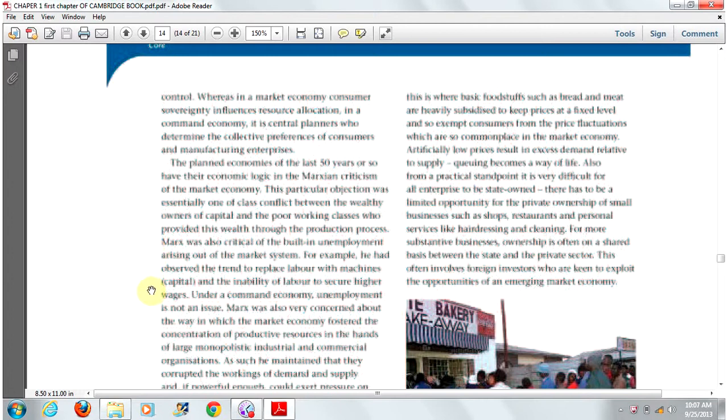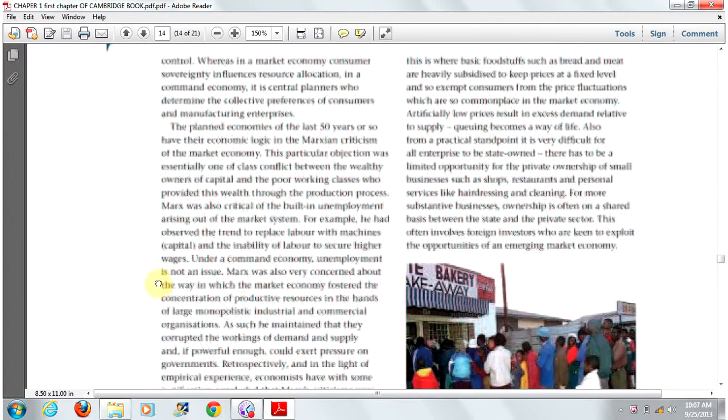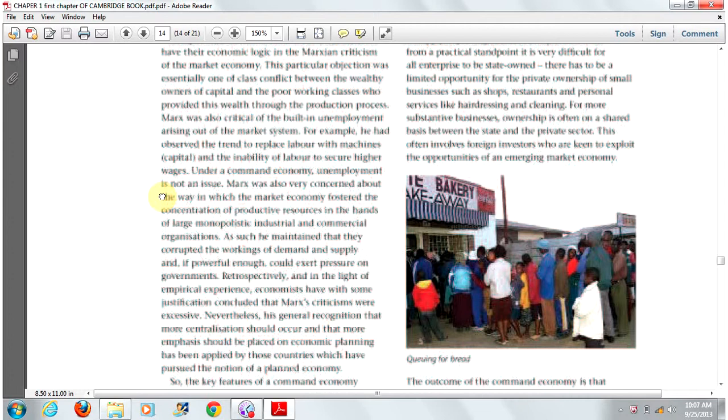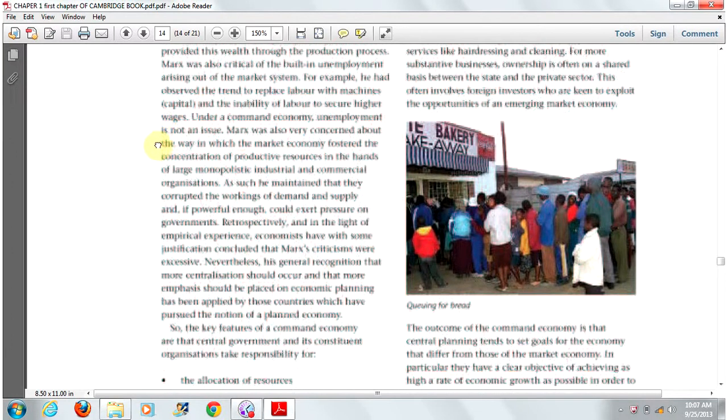Marx was also very concerned about the way in which the market economy fostered the concentration of production resources in the hands of large monopolists, industrial and commercial organizations. As such, he determined that they corrupted the workings of demand and supply, and if powerful enough, could exact pressure on governments. Retrospectively, and in light of the empirical evidence, economists have, with some justification, concluded that Marx's criticisms were excessive. Nevertheless, his general recognition that centralization should occur and that more emphasis should be placed on economic planning has been applied by those countries which have pursued the notion of a planned economy.